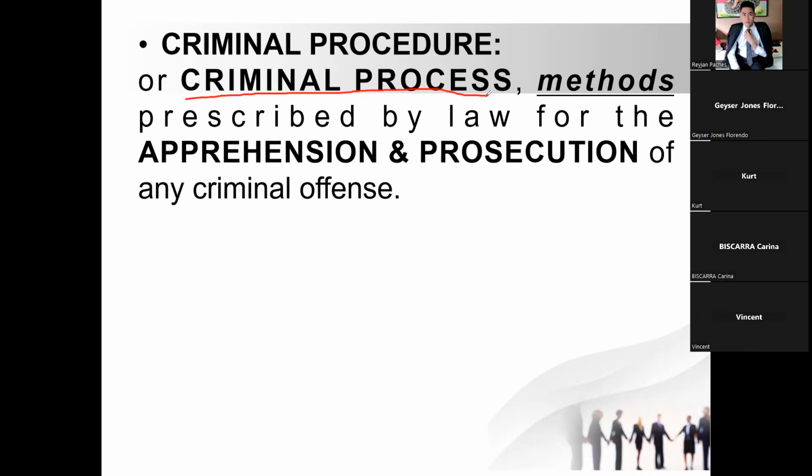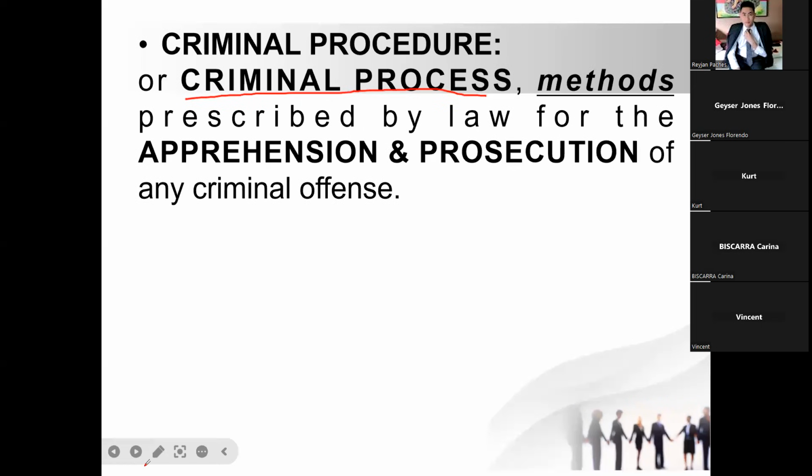Okay, so again, criminal procedure is the methods or steps prescribed by the law for the apprehension, meaning the arrest of that person, and prosecution, of course, by filing the complaint or information of any criminal offense. Let us repeat. When we say criminal procedure, it is the methods prescribed by the law for the apprehension and prosecution of criminal offenses. That is what we call criminal procedure, class.